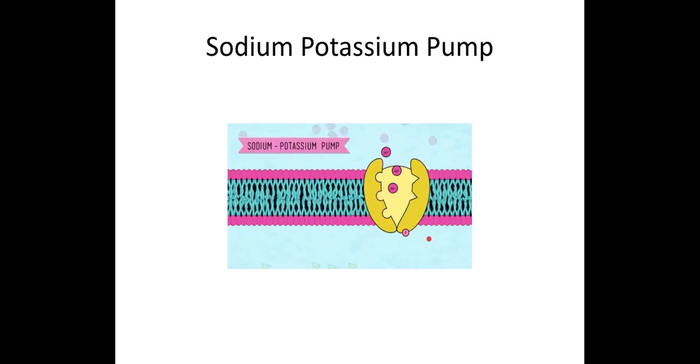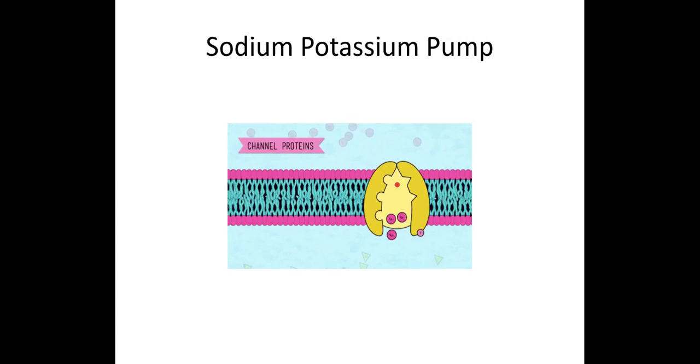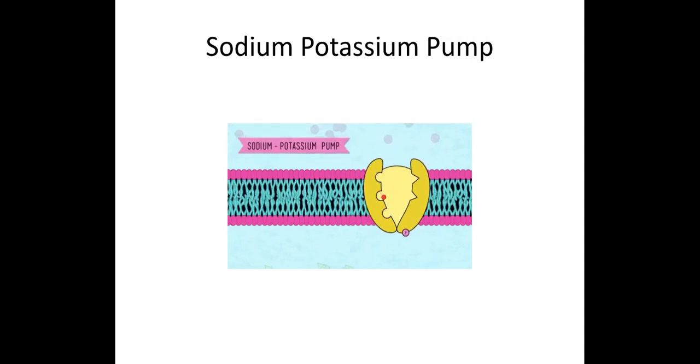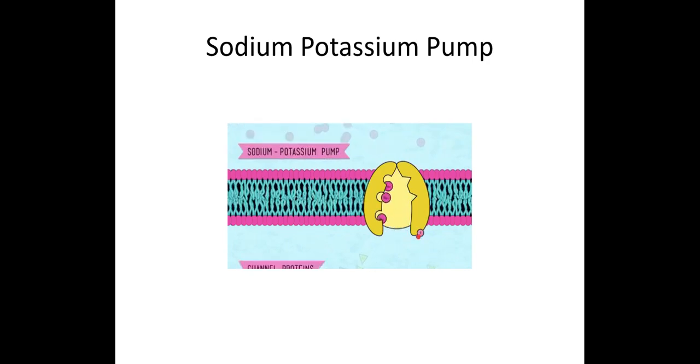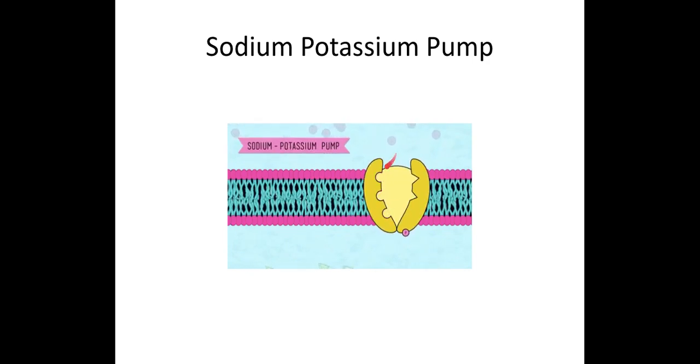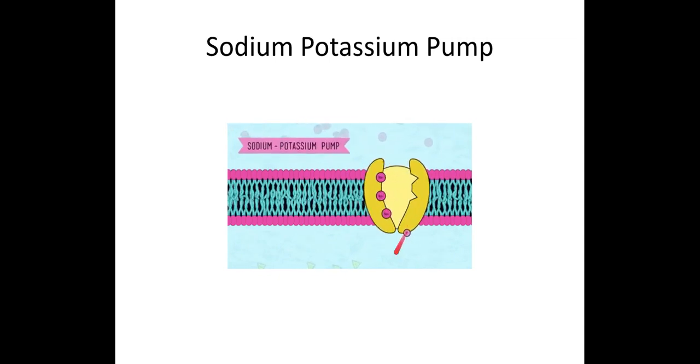You can see that here in this image as well. So you're going to have three sodium ions binding into the actual pump. The pump will undergo conformational change due to a phosphate group. The sodium ions will be pumped across the cell membrane to outside of the cell, and they'll be expelled. And then two potassium ions will bind into the actual pump, and then they're going to be diffused into the actual cell across the membrane.